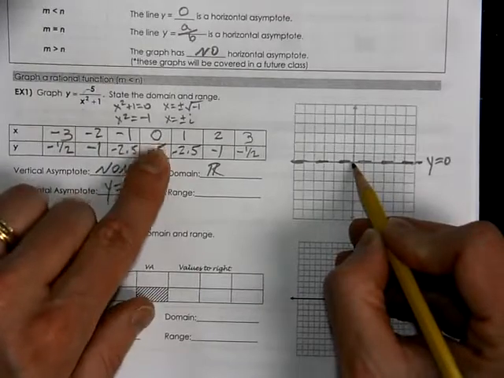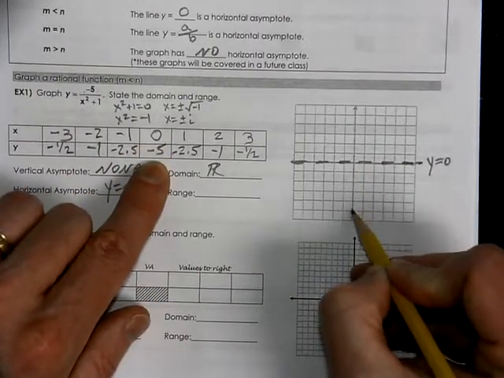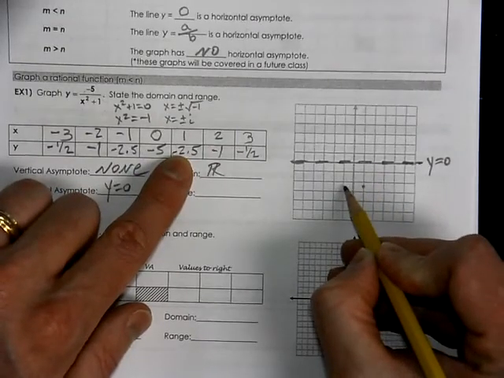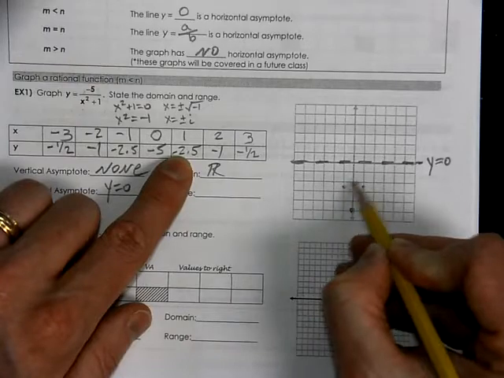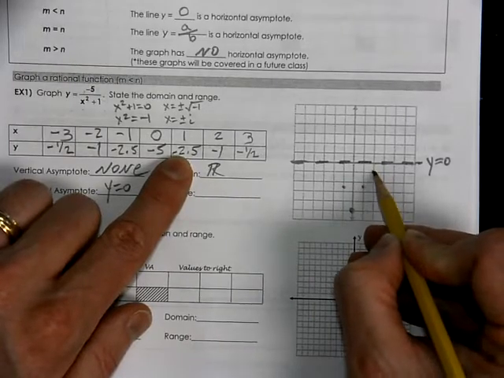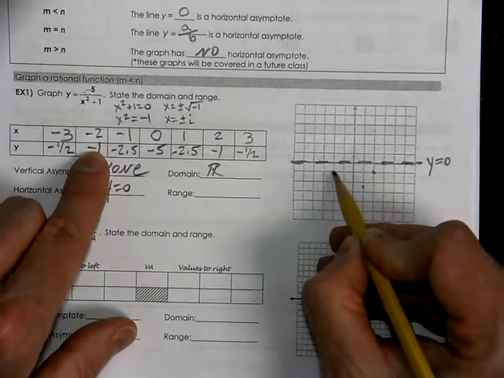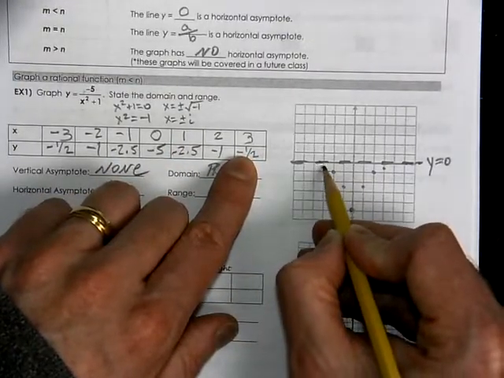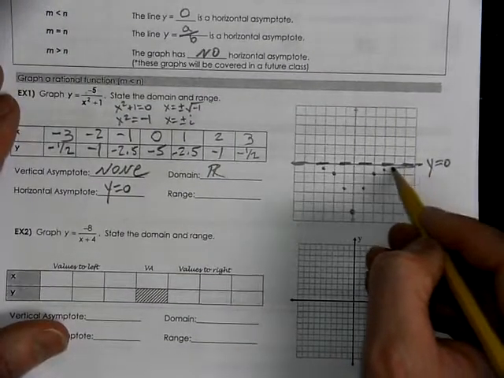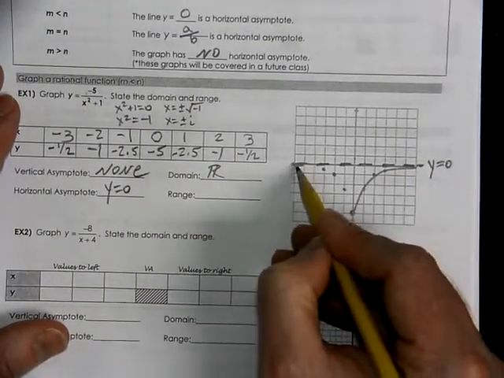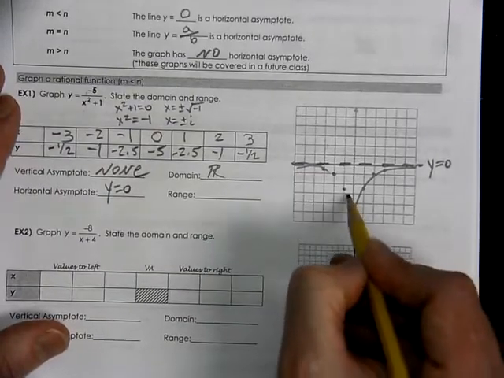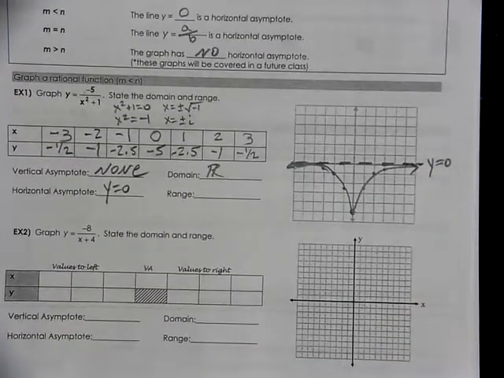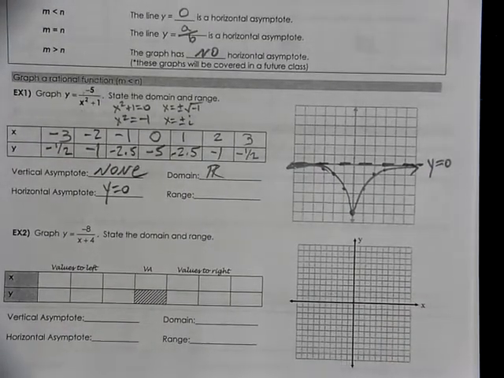So we're going to plug in our points. At 0, we're down at -5. At 1, we're at -2.5. At -1, we're at 2.5. At 2, we're at -1. At -2, we're at -1. At 3, we're at -0.5. And at -3, we're at -0.5. And you see that we're coming back up. We're approaching, some would say that we're hugging the horizontal asymptote.